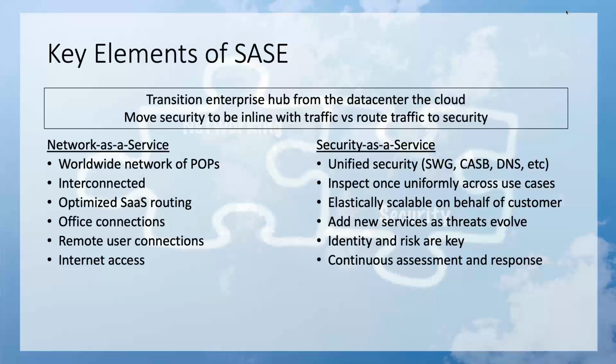It becomes very elastic, right? Both on the bandwidth side, on the networking side, but also on the security side. I'm able to scale up and down very, very easily. I can add new security services as threats evolve. One of the really important things about SASE on the security side is it's very identity centric, right?